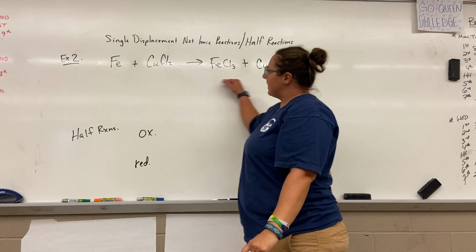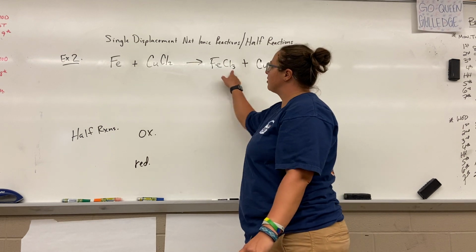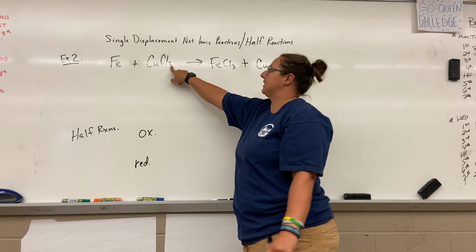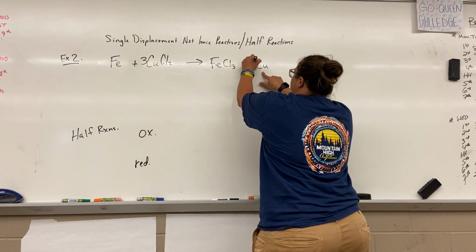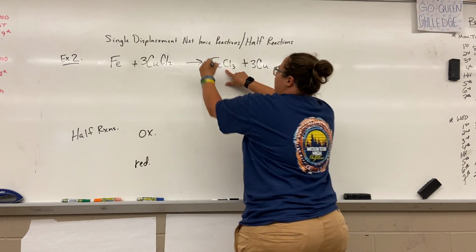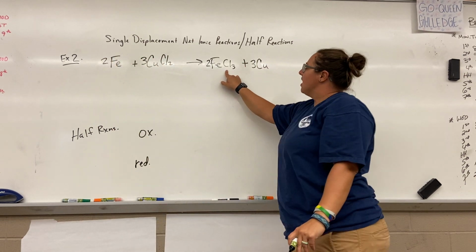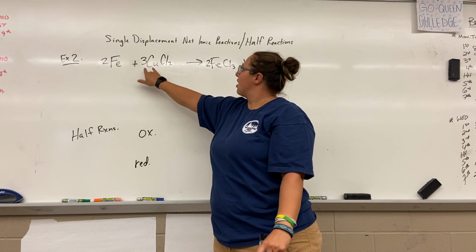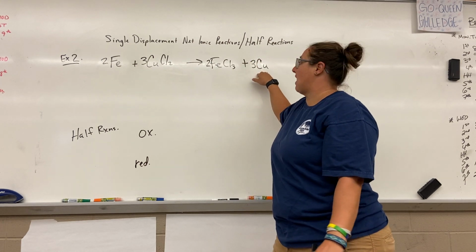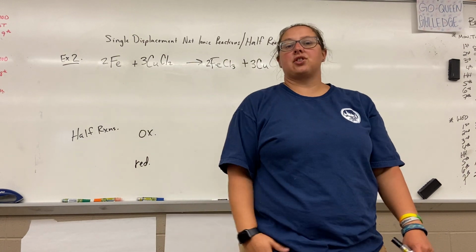Now, the next thing we have to do is balance this reaction. So I see that there's 3 chlorines here and 2 chlorines here. To balance that, I'm going to put a 3 in front of both the coppers and a 2 in front of both of the irons. What that's going to do is give me 6 chlorines on both sides, 3 coppers on both sides, and 2 irons on both sides. So I have a balanced reaction.